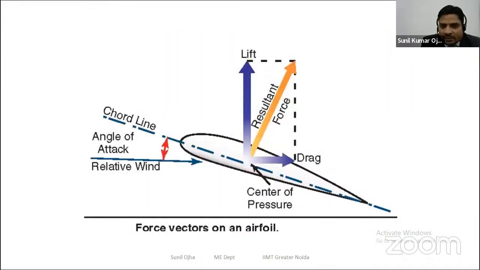So this is the profile of the blade that is called airfoil blades. There is a chord line, and there is an angle of attack. Angle of attack is nothing but the angle between the chord line and the relative wind speed. There are two components of forces. Vertical force is lift force, and horizontal force is called drag force. And there is a center of pressure. So this is the mechanism of the airfoil or wind turbine blade.